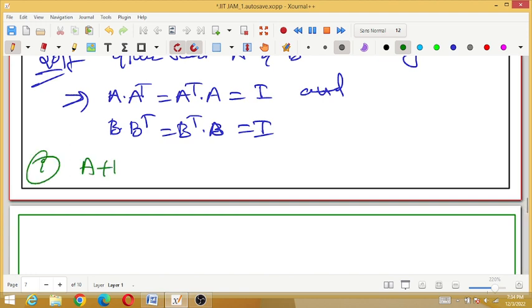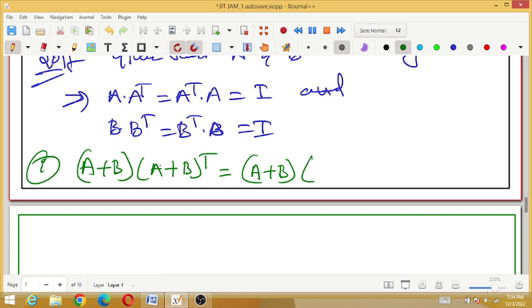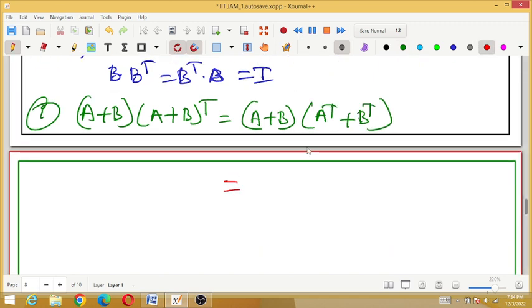So we want to check whether A plus B is orthogonal or not. So that's why we want to check A plus B into A plus B whole transpose. A plus B whole transpose is nothing but A transpose plus B transpose. Again, by multiplying, A into A transpose, again plus A into B transpose. Similarly, by multiplying, B into A transpose plus B into B transpose.